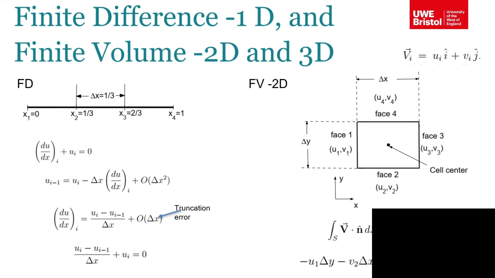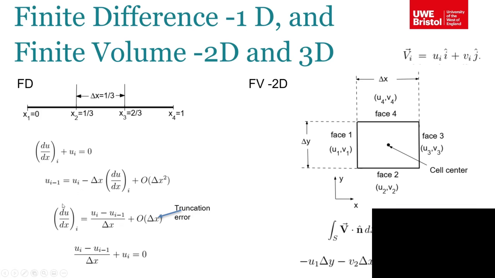So the difference between finite difference 1D, finite volume 2D and 3D processes is like this. We use finite difference in one dimension. So that would be a discrete domain divided into a finite difference scheme. For example, du over dx plus ui is equal to 0, so that would be a finite difference equation. And then you write an equation for the i minus 1, so that would be ui minus delta x, where delta x would be that length, du over dx plus 0 times delta x squared. So then you write an equation for du over dx at i.